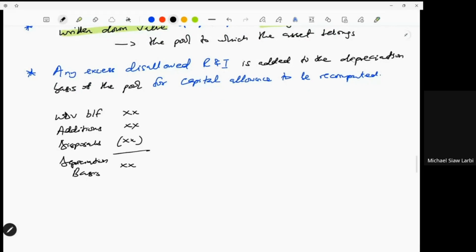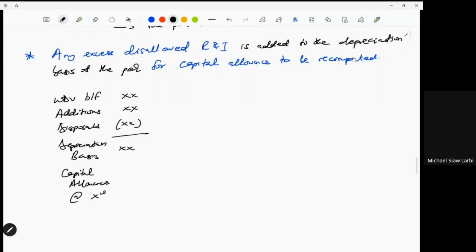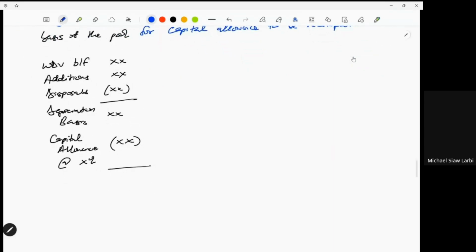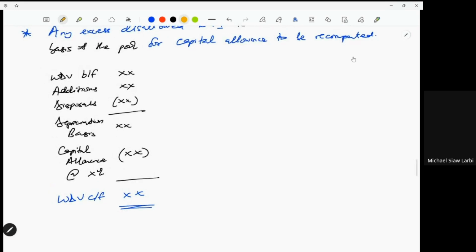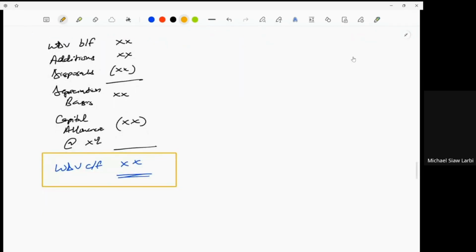Then you charge capital allowance at whatever rate, so capital allowance at X%. Then, ladies and gentlemen, this gives you what we call written down value carry forward. I want you to visualize it. It is this guy right here that we apply the 5% on. Before we start doing questions, I don't want you to learn solutions to a question. Understand the principle so that no matter how they twist it, you know what you are doing.